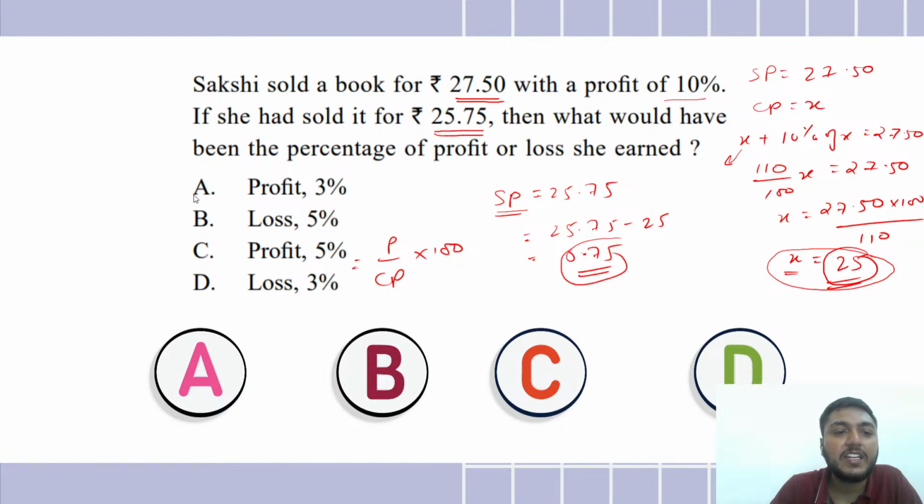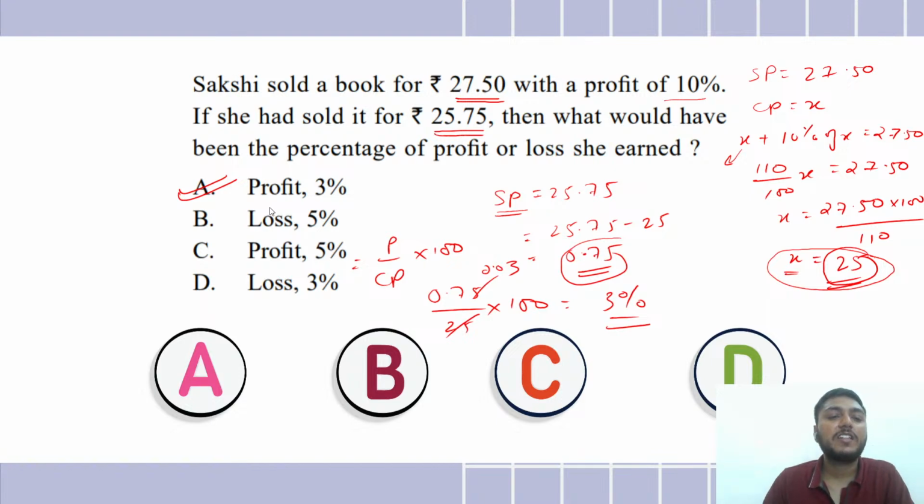We'll simply get the answer as 3%. Why? Because 25 multiplied by 3 is 75. So 0.75 by 25 multiplied by 100 is the profit percentage. Either this becomes 0.03, and 0.03 into 100 is 3%, or you can simply multiply 0.75 into 100. So the answer is 3, not 5. I hope you got that. Let's move towards the next question.